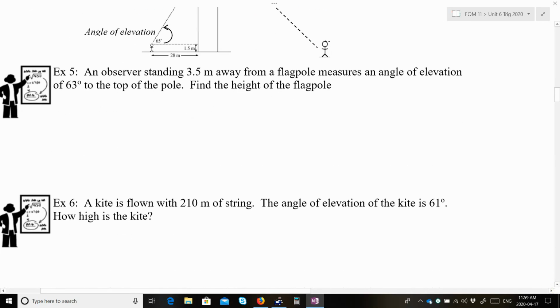Okay, let's check out example 5. An observer standing 3.5 meters away from a flagpole measures an angle of elevation of 63 degrees to the top of the pole. Find the height of the flagpole. Okay, so we've got a flagpole like this. The observer is 3.5 meters away.